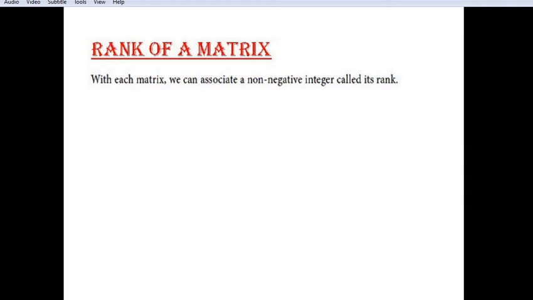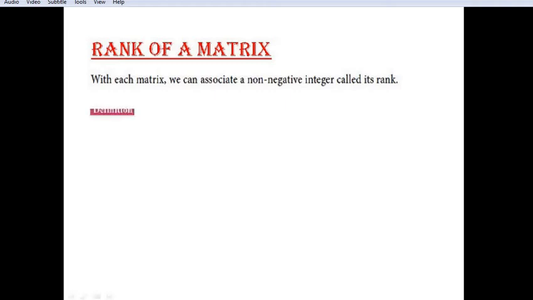Non-negative integers are also called whole numbers: 0, 1, 2, 3, these are the numbers. Any such number can be associated with a matrix, and it is called the rank of the matrix. How can you decide the rank of a matrix?